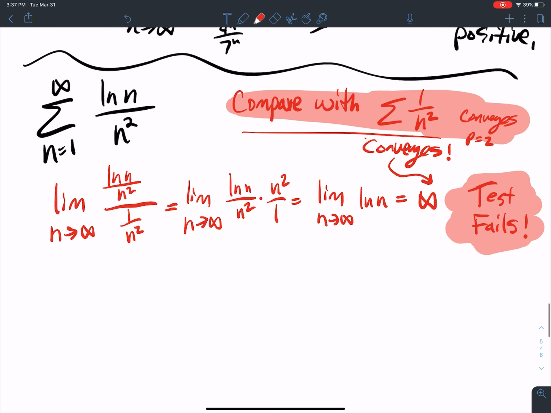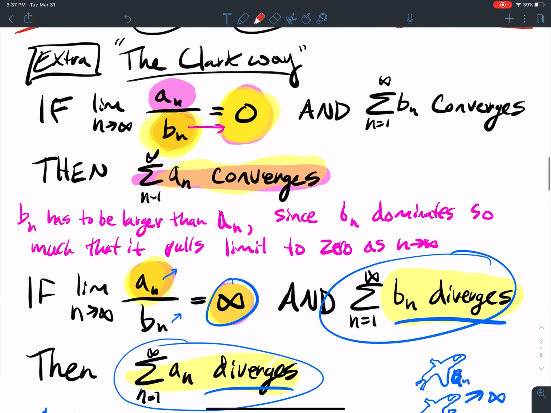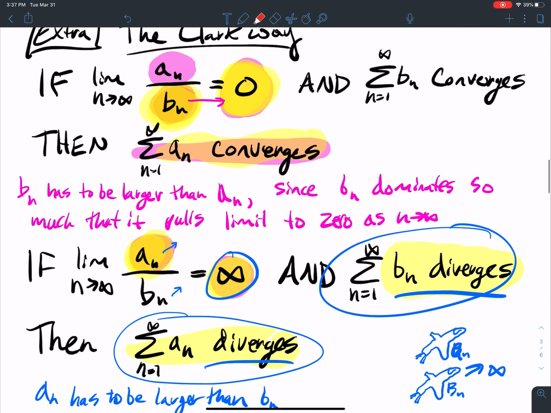So maybe let's try, and why can't we use our infinity here? The little Clarke trick said, if I know Bn diverges, so the denominator diverges, and I get infinity, then that tells me something about An.